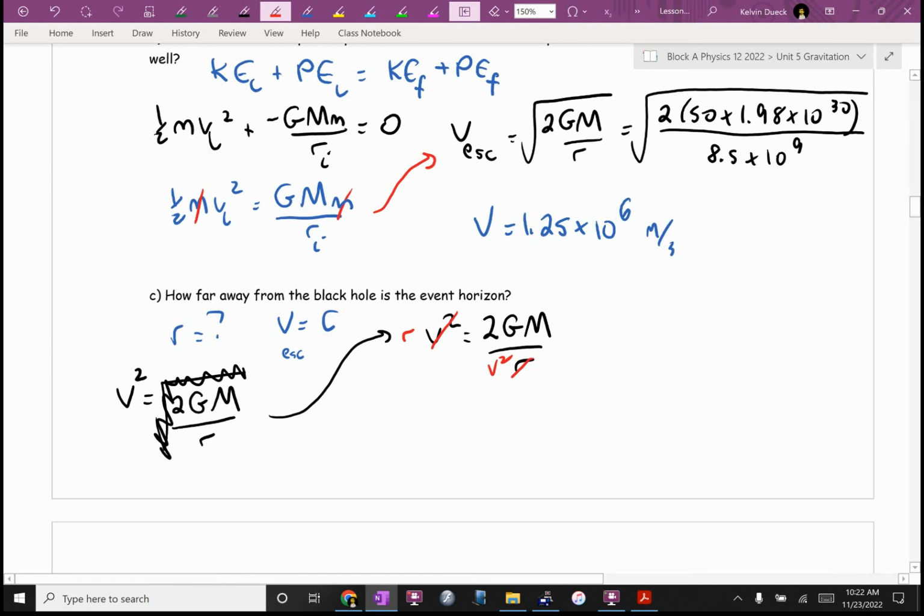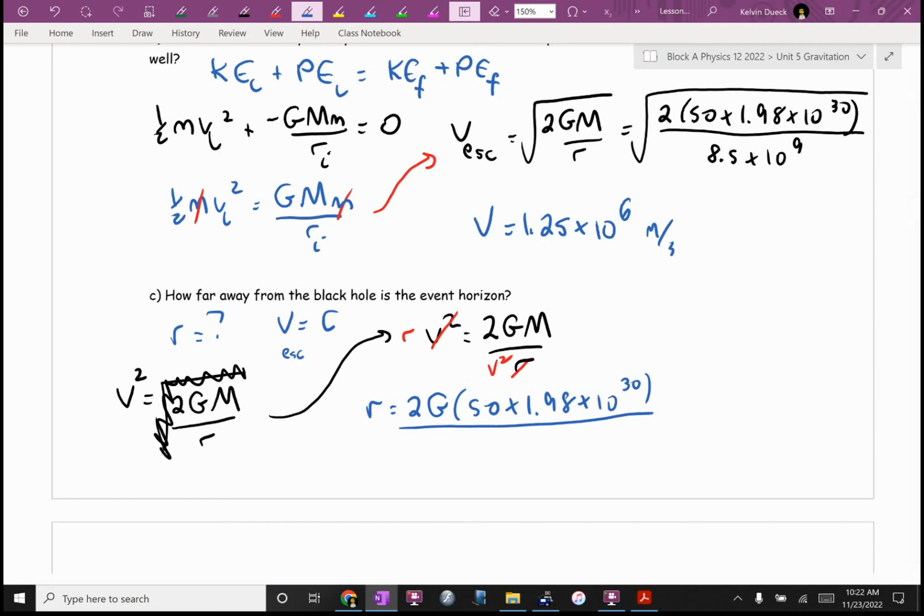And divide by V squared. Yes? Where is the event horizon? It's going to be 2 big G times 50 times 1.98 times 10 to the 30th divided by, who remembers what's the speed of light? It's 3 times 10 to the 8th.